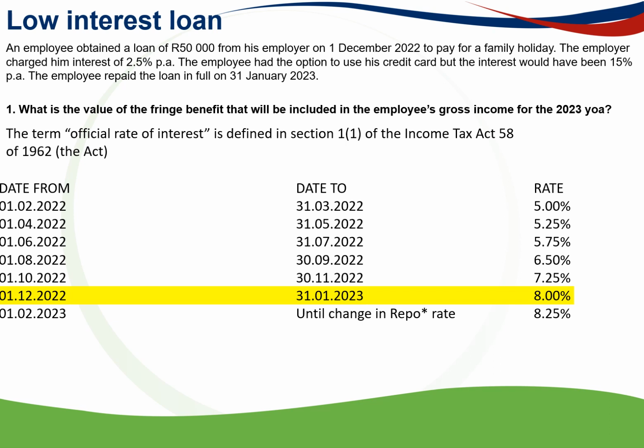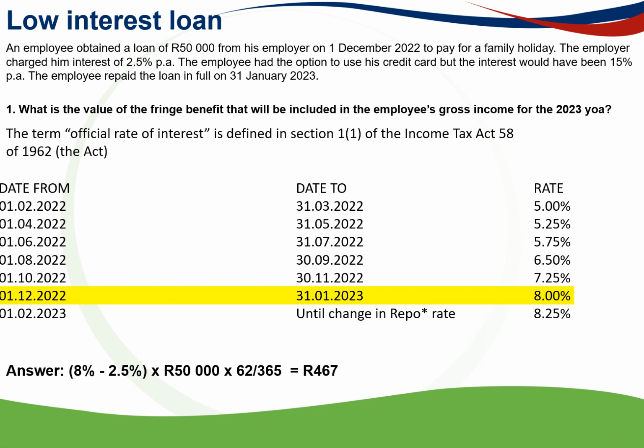So this is the official rate, and the official rate is determined by taking the repo rate, that's the repurchase rate of the South African Reserve Bank, plus 1%. In a question, you will be given either the repo rate or the official rate. If you are given the repo rate, then you have to add 1% to get to the official rate. Or if the official rate is given to you, then you don't have to do any adjustment. So just remember that. We are going to use 8% per annum.